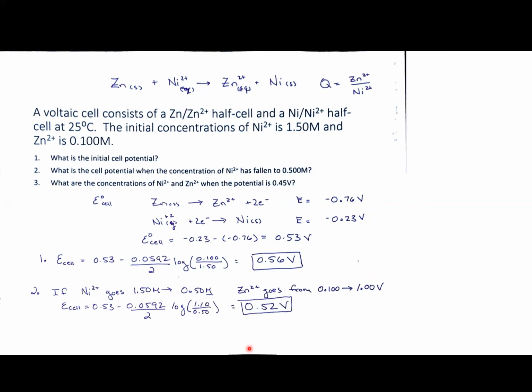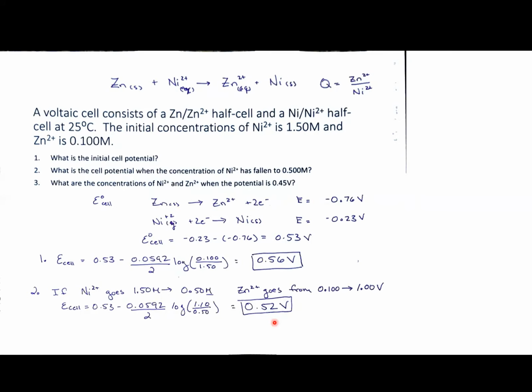So my E cell becomes 0.0592 over 2, log of 1.1 over 0.5, and my potential becomes 0.52. When this reaches equilibrium, remember my potential would be 0. I can see that as the concentration changes, it's getting closer and closer to 0. It just dropped by a little bit.